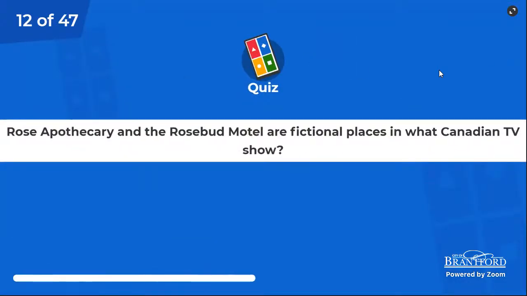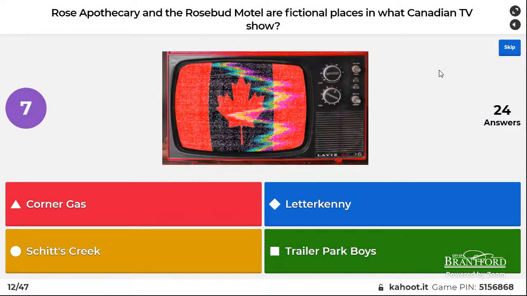Rose Apothecary and the Rosebud Motel are fictional places in what Canadian TV show? It's Corner Gas, Letterkenny, Schitt's Creek, or Trailer Park Boys?